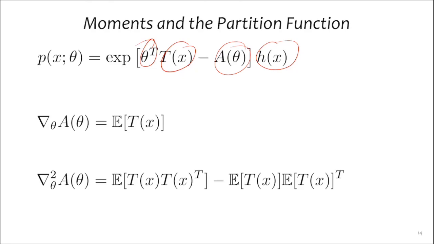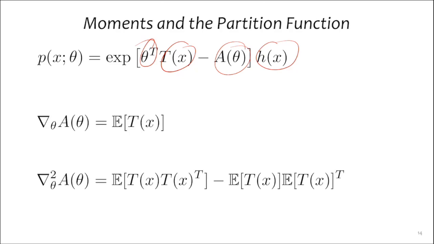Sorry, what was the base measure for the multinomial? It basically says x has to be only 1, 2, 4, 5, k, that is, already in a one-hot vector. You're right. Yeah, so in that case, h(x) can be 1.